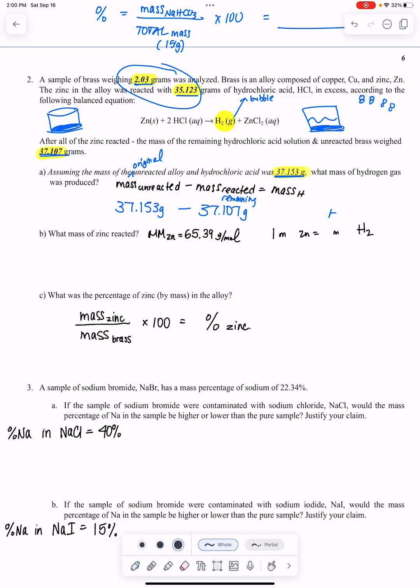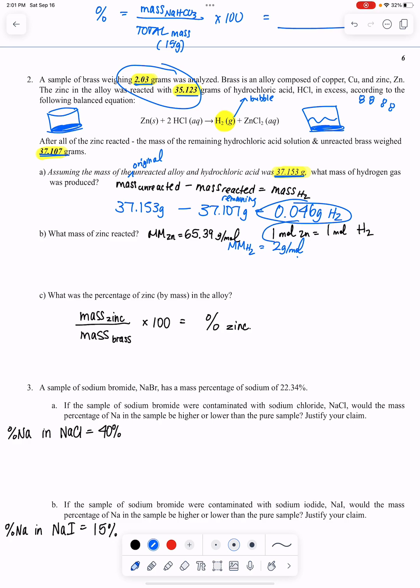Go back. Okay. So with this information now, and knowing that the molar mass of H2 is 2 grams per mole, I'd like you to try and answer B and C on your own. What mass of zinc reacted? Well, the molar mass of H2 is 2 grams per mole. The molar mass of zinc is 65.39 grams per mole. And for every 1 mole of zinc, there's 1 mole of hydrogen. This makes our stoichiometry a little bit easier. If I know how many moles of hydrogen there is, that's how many moles of zinc there are, and then I can convert that to grams.